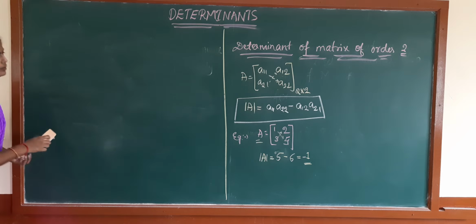So if you consider the matrix of order 3, that is A equal to, it will become A11, A12, A13, next A21, A22, A23, next A31, A32, A33. It is the matrix of order 3 cross 3. We have to find the determinant of this matrix.